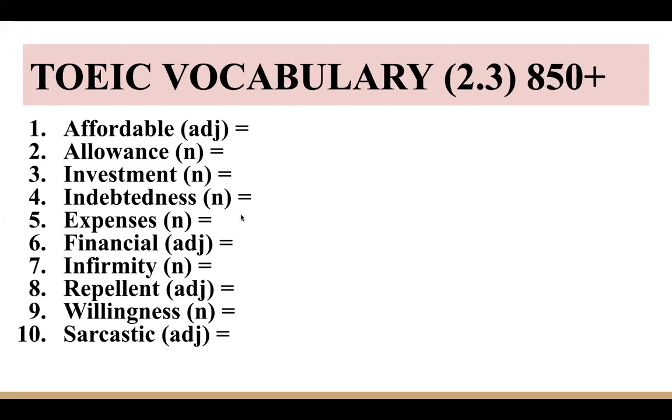Moving to the next one, 2.3. Right, I'm going to say: affordable, allowance, investment, indebtedness, expenses, financial, infirmity, repellent, willingness, and finally sarcastic. This one has the part of speech for you to see as well.